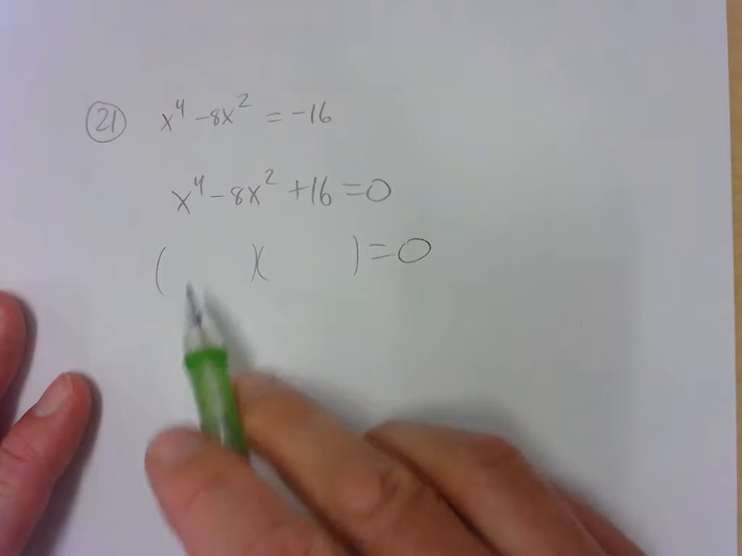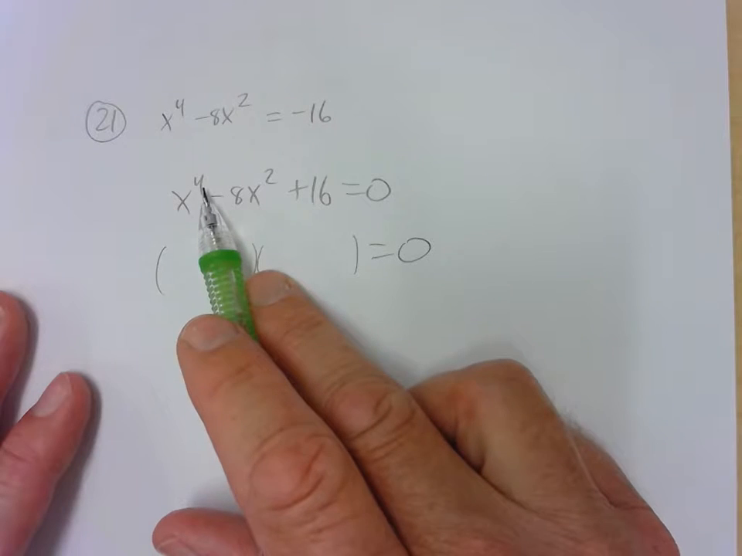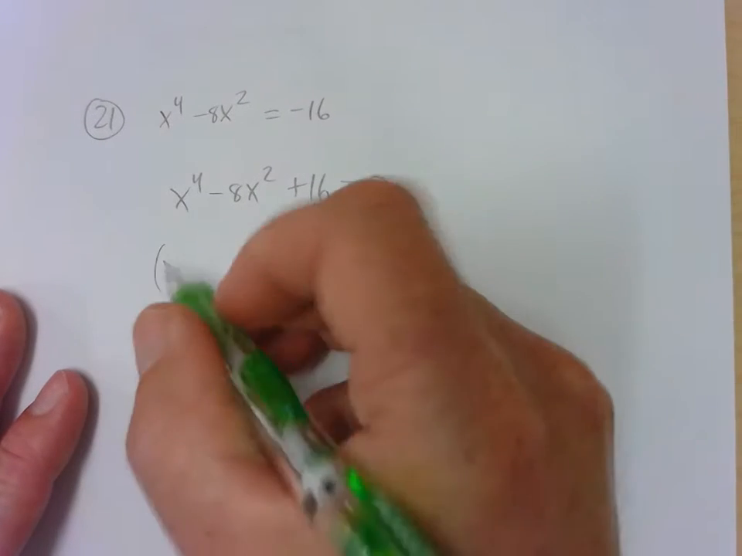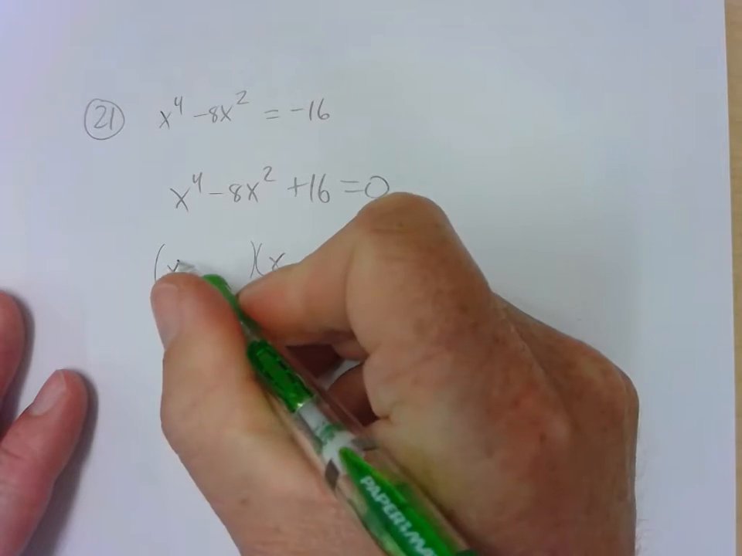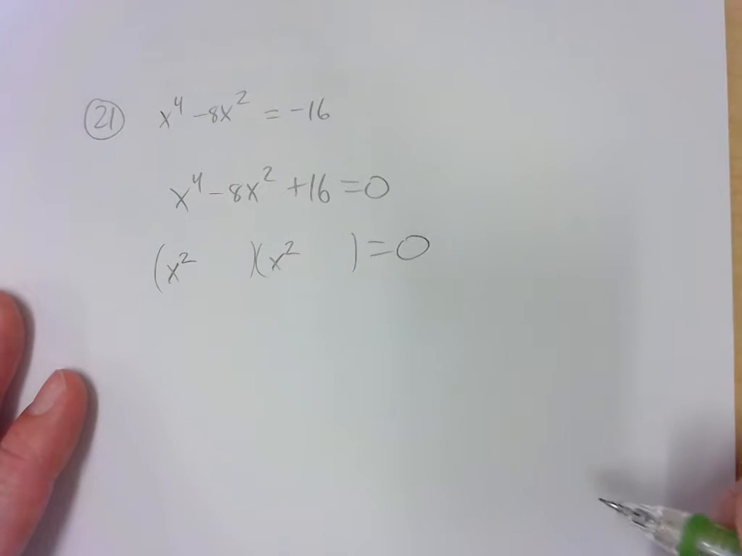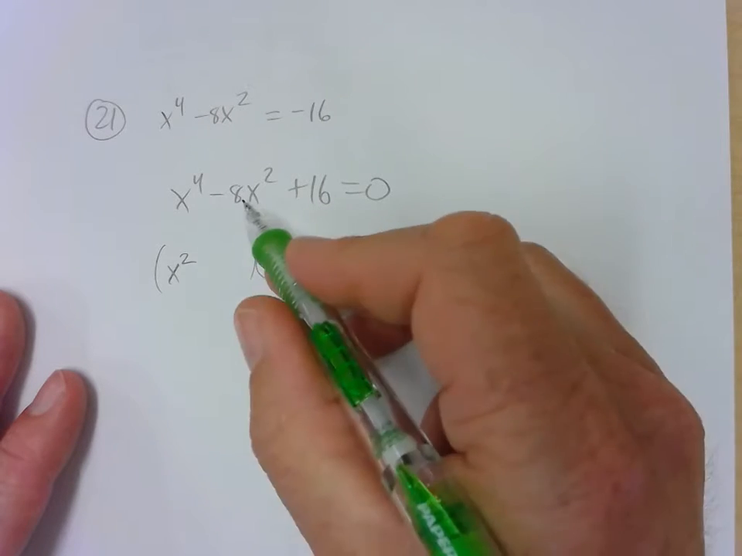So 2 sets of parentheses, put in x in each. That would be a lie. It has to make x to the 4th. So I'm going to put in x squared in each. It doesn't take too long to figure out that I need 4 and 4 to make the 8, so it's minus 4, minus 4.